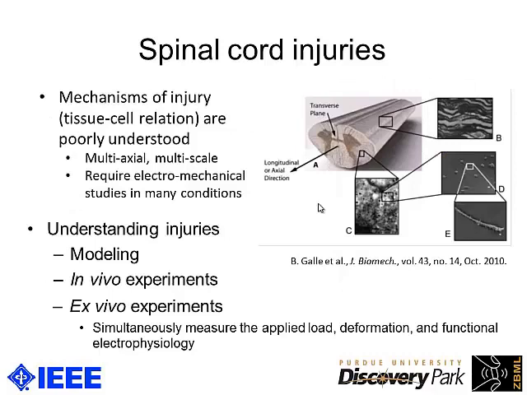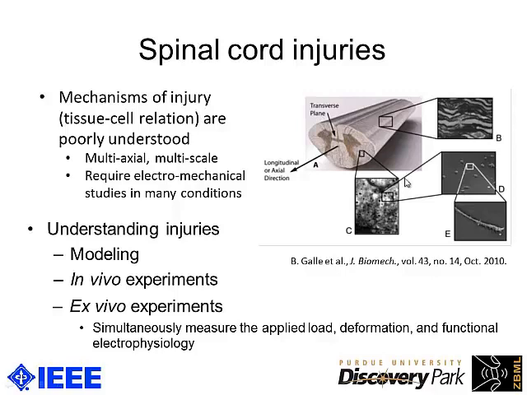Part of the reason for the lack of effective therapies is that there is a poor understanding of the underlying mechanisms of spinal cord injuries. We don't really understand how tissue damage is correlated with damage at the cellular level or at the protein level. We can look at the spinal cord and see that it's a complex structure. It looks different along the transverse plane as well as the longitudinal plane.